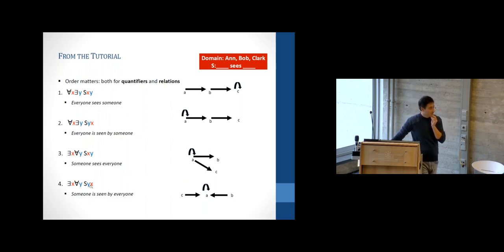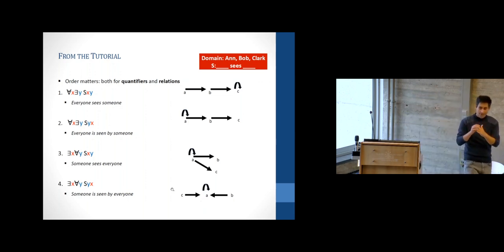And likewise, I can keep the same order of quantification and flip the ordering of the predicate, and that will give me someone is seen by everyone. So there is an X such that any Y I pick, Y sees that X. And who is this someone in the fourth picture? A again, right? You see here that A is seen by everyone. So this shows us how you can combine these things to get different meanings.